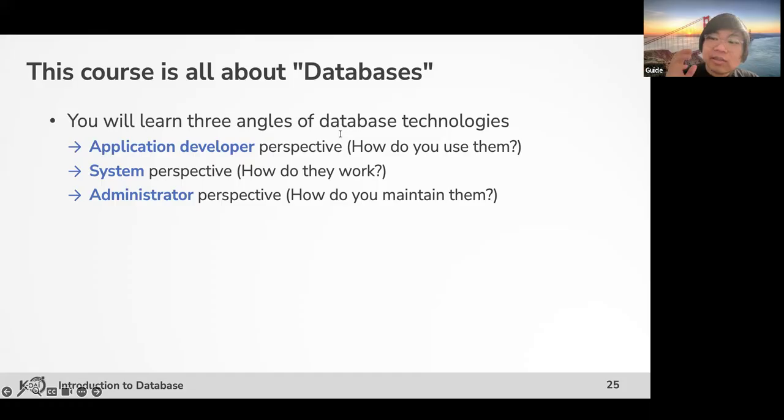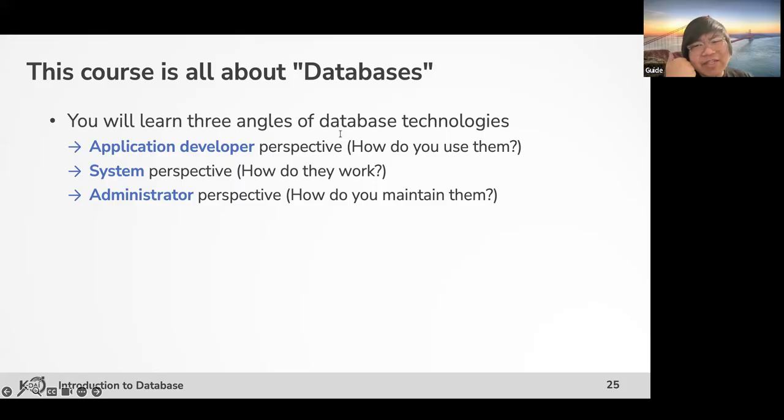All right, sorry. The last part is about administrators. Normally, the application developer just uses these database technologies, but they require someone to sit and check whether it works properly or not. Do we need to update it? Do we need to fix this? Do we need to apply this more or not? We're going to teach you that as well.